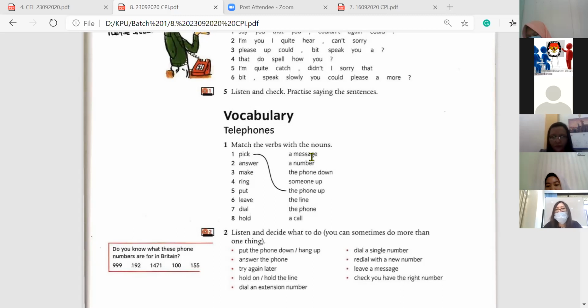Okay, or if you don't know, if you know the extension number, dial it now. What if you don't know the extension number?